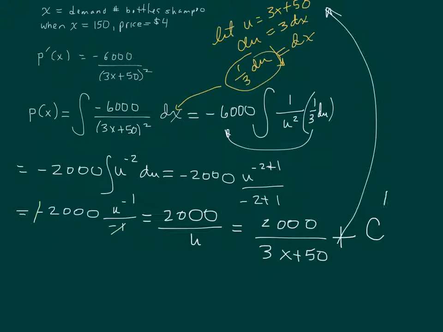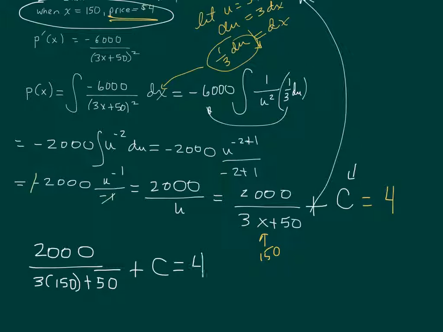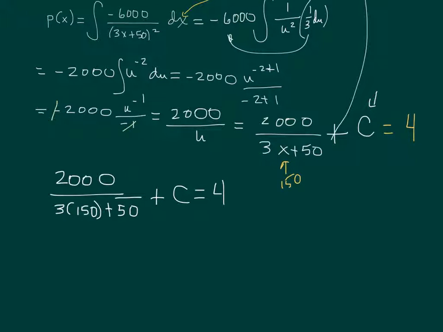So how do we find the constant? Well, in this case, they've given you some information. They've told you when x is 150, then this price is $4. So what I'm going to do is solve this for c. So I have 2,000 over 3 times 150 plus 50, plus c equals 4. So that's what I want to do, is solve this.